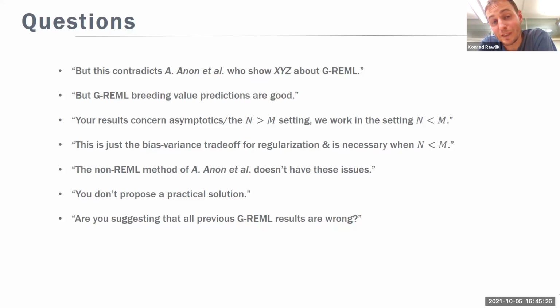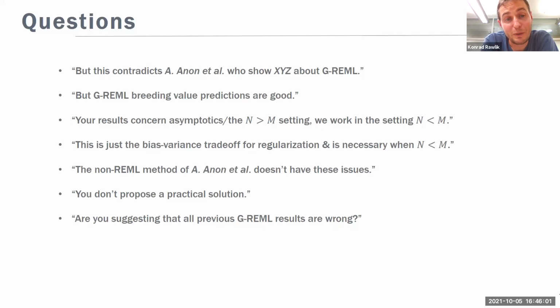Other people say this is just bias-variance trade-off for any model with regularization, and there's no way around it if n is smaller than m, so just live with it. The thing here is, I'm not saying that you want an unbiased model. I think bias is sometimes good, especially when you trade it off against variance. The problem to trade bias against variance is that you first need to know what the bias and the variance are, to know what trade-off you're actually making.